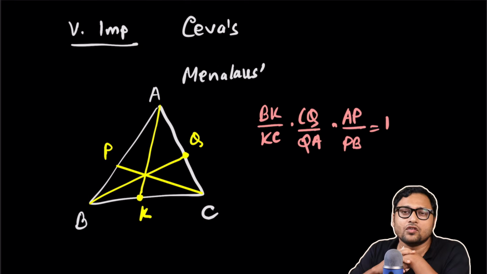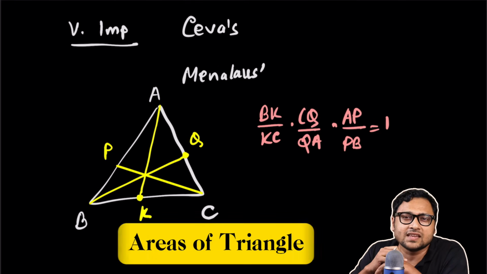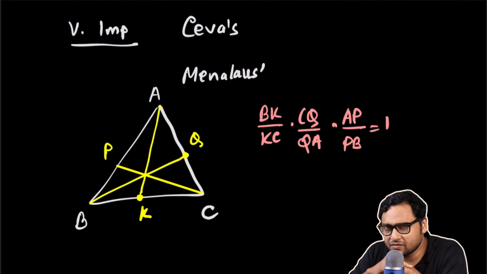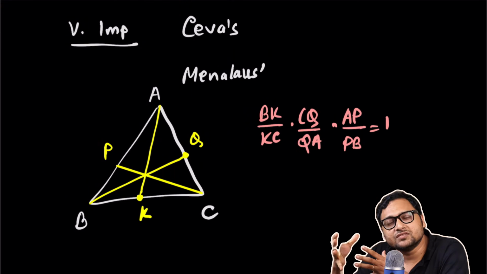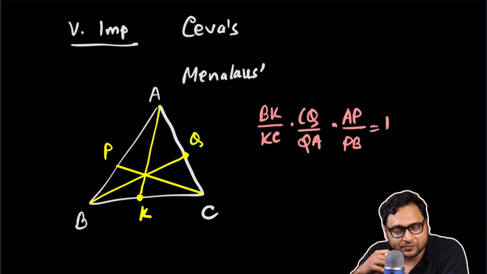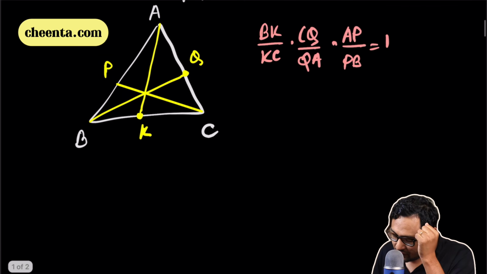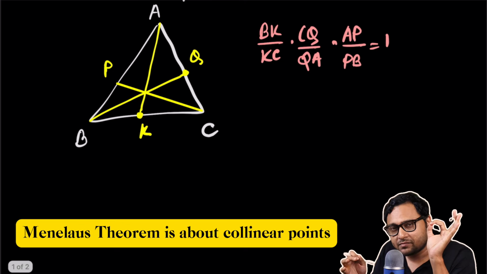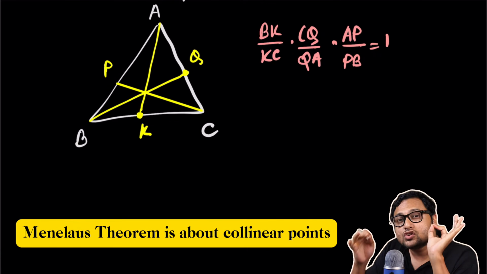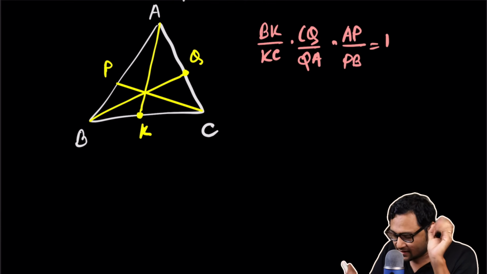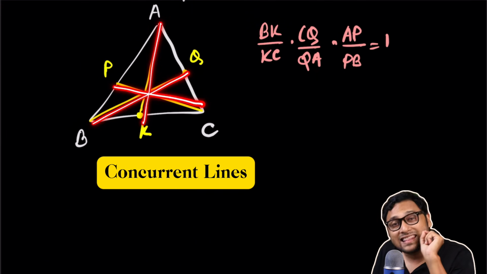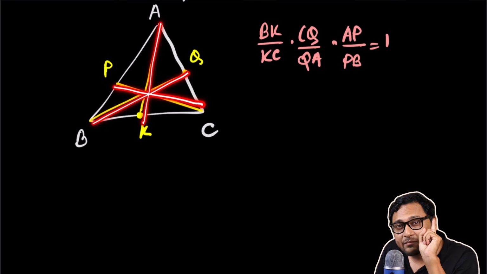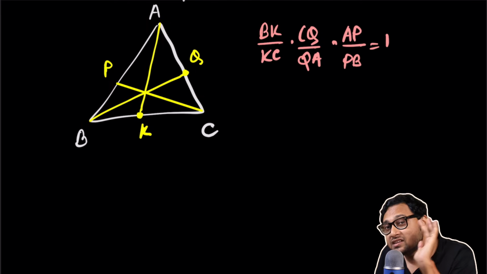The proof involves an argument using areas of triangles. It's a very beautiful argument. We have a separate video on Ceva's theorem in this channel. You can watch it. Similarly, Menelaus theorem is about collinear points. This one was about concurrent lines. Menelaus theorem is about collinear points.